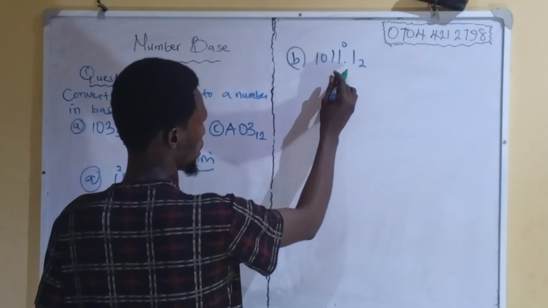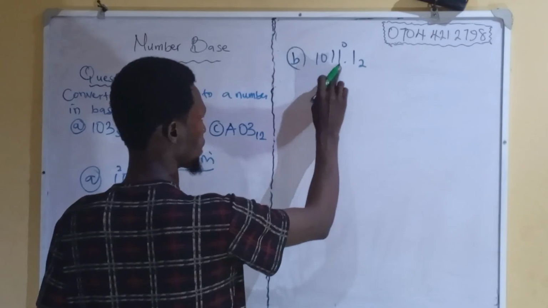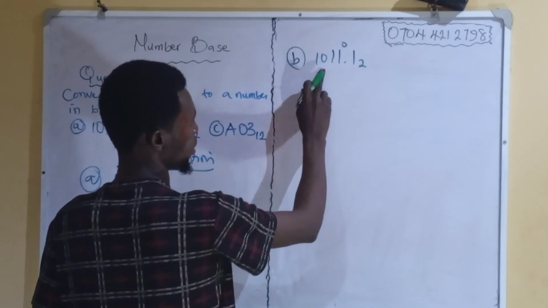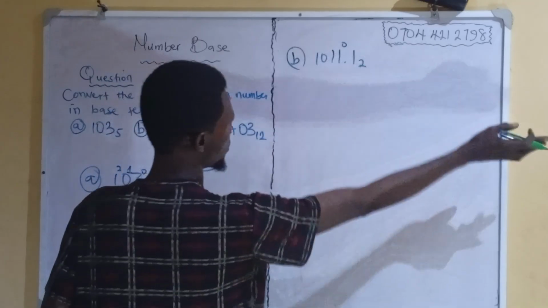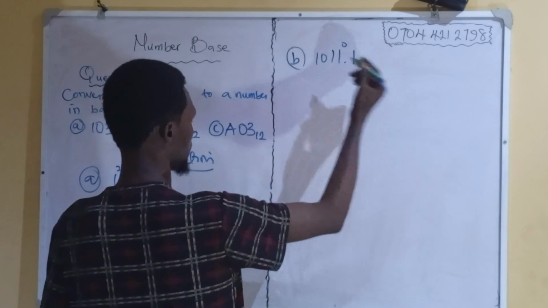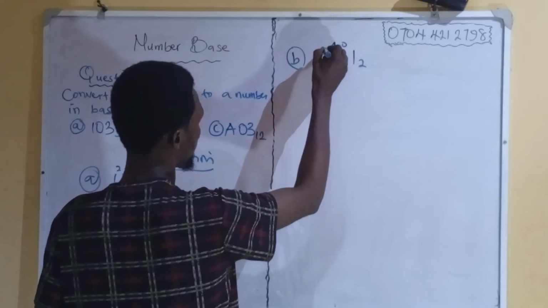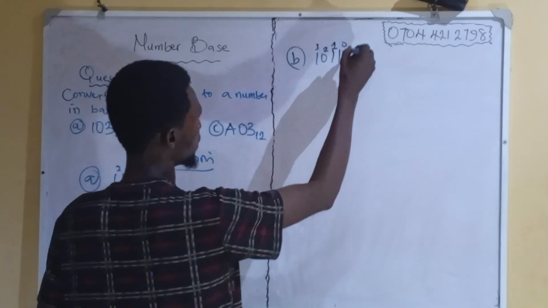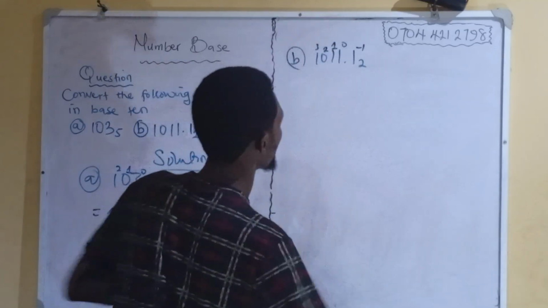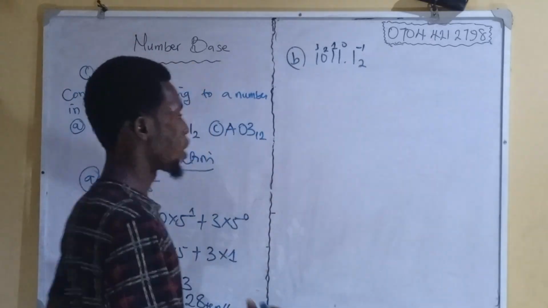Okay, if you are considering this to be in base 10, this will be unit. This will be 10, this will be 100, this will be 1,000, and then from here to this side will be tenths. So here will be 0, and then the power here will be 1, the power here will be 2, the power here will be 3, and after the decimal point, to your right, the power of the base becomes negative.